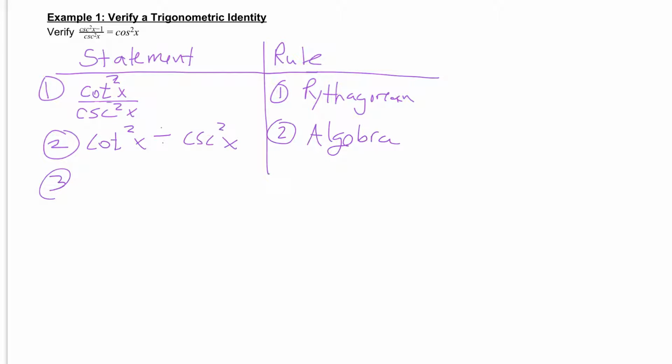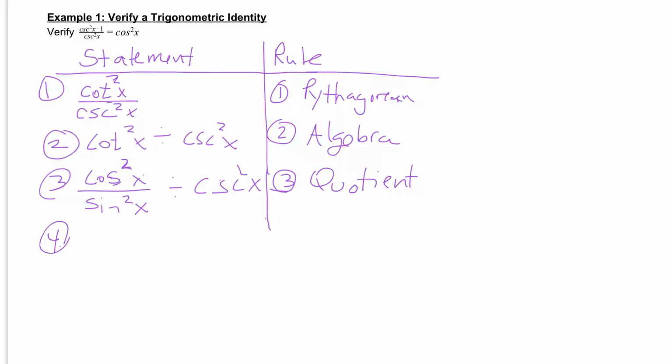Step 3. Now I'm going to start changing things in terms of sines and cosines. So working with one thing at a time, I'm going to start with my cotangent squared x, and I'm going to change that to cosine squared x over sine squared x. And I'm still dividing by cosecant squared x. And my rule here is that I used a quotient identity. I changed cotangent to cosine over sine, which is one of my quotient identities.